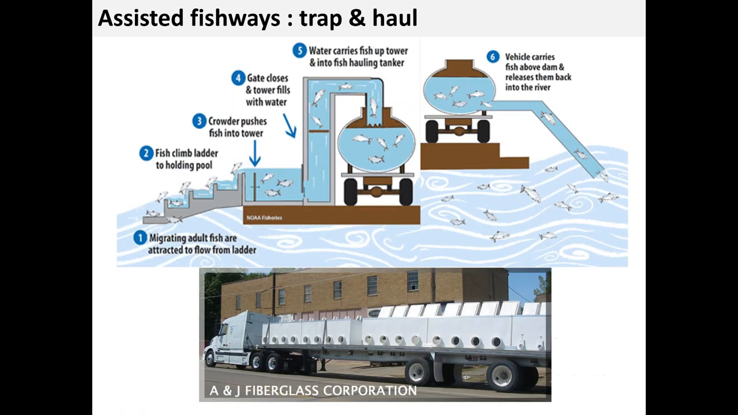One modification of the lock approach is basically to simply attract the fish towards a lock, and then use that to load a lorry, a truck, and that truck simply takes the fish upstream, and the fish are basically released upstream of the dam. And that is done in many cases in places where it has been shown that the original fish lift wasn't working. This is a relatively recent development.